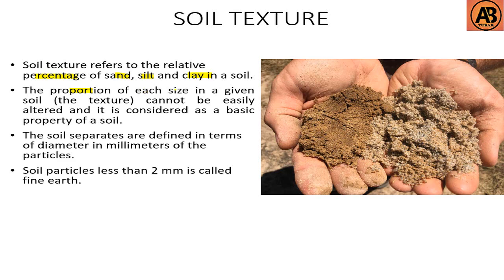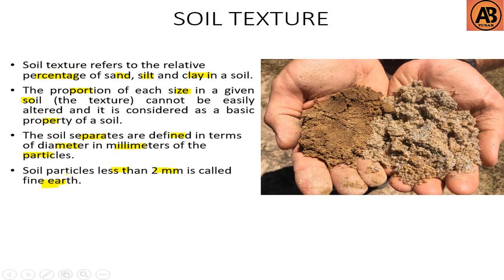The proportion of each size in a given soil cannot be easily altered and it is considered as a basic property of a soil. The soil separates are defined in terms of diameter in millimeters of the particles. Soil particles less than 2 millimeter is called fine earth.